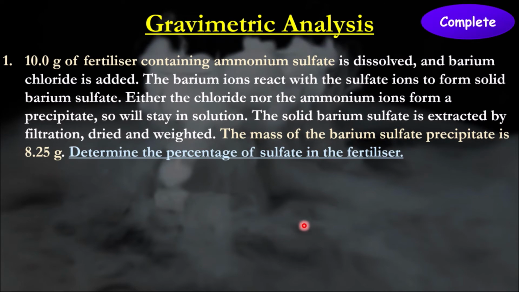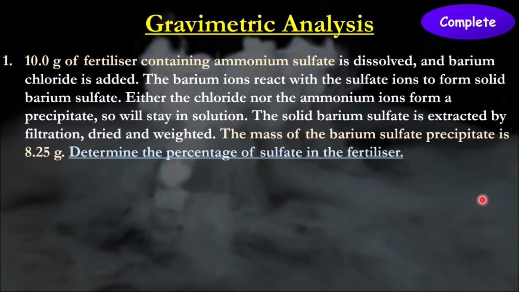Okay, so let's do a practice question. So we have 10 grams of fertilizer containing ammonium sulfate and barium chloride being added to it. The barium ions react with the sulfate ions to form a barium sulfate solid. Neither the chloride nor the ammonium ions form a precipitate, so those stay in solution. The solid barium sulfate is extracted by filtration, dried and weighed. The mass of the barium sulfate precipitated is the value we'll have. Determine the percentage of sulfate in the fertilizer.